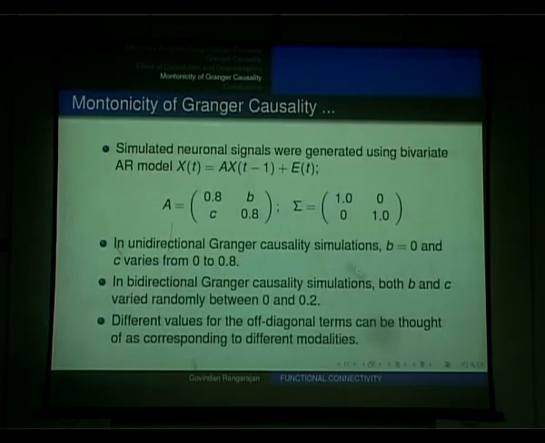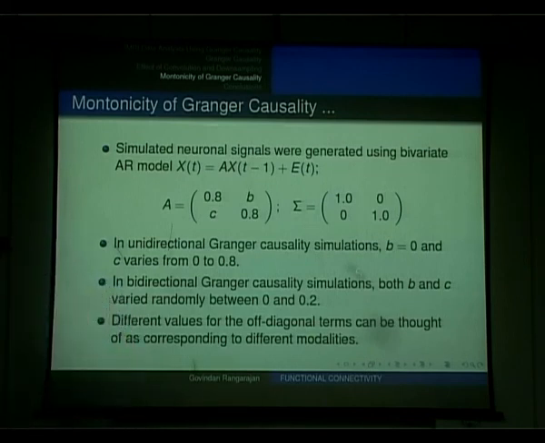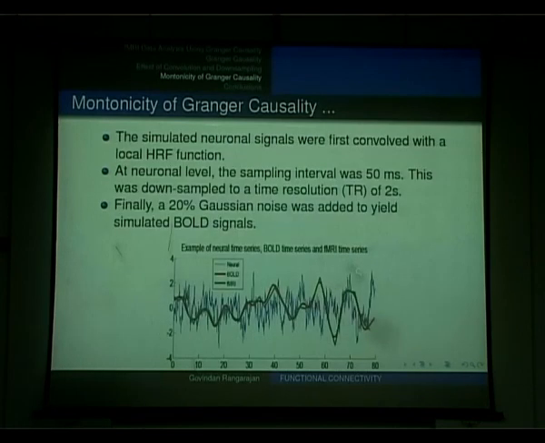And one can do a much more, this was more at the analytical level, looking at simple models, but one can do a much more careful numerical simulation, making things much more realistic. For example, where you have the neuronal signals which are convolved with the local HRF function, then the sampling interval at the neuronal level is taken to be 15 milliseconds, and it is downsampled to a time resolution of 2 seconds at the fMRI level.